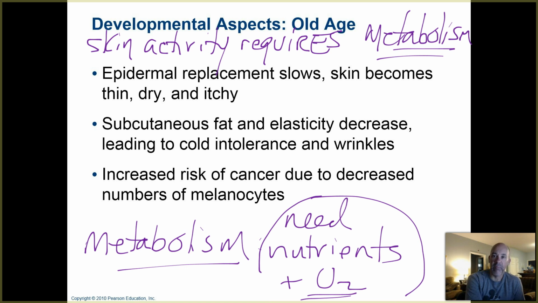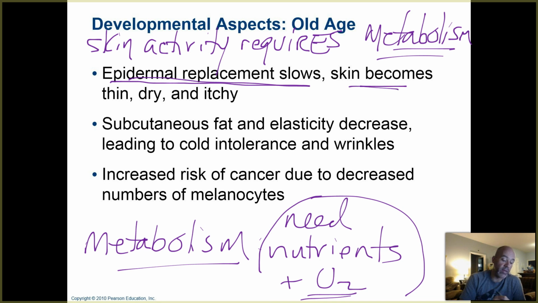Some of your blood vessels in the skin may decay and break down over time as you get older, and it's more difficult to replace those types of things. So your skin does not have the blood supply that it once did, so it can't be quite as active. Because of that, your epidermal replacement slows down. The cells in the stratum basale aren't doing mitosis as quickly, so as the older dead skin cells get sloughed off, they're not being replaced as quickly.